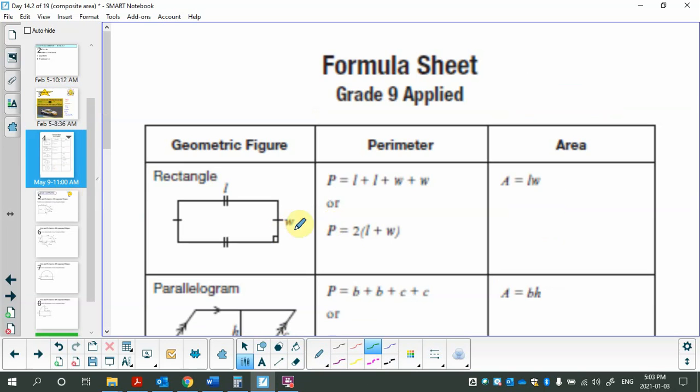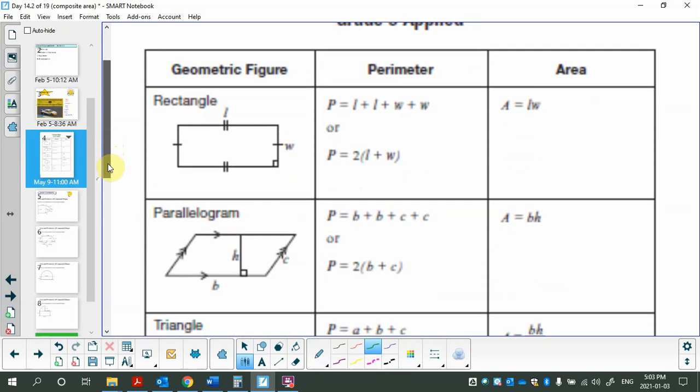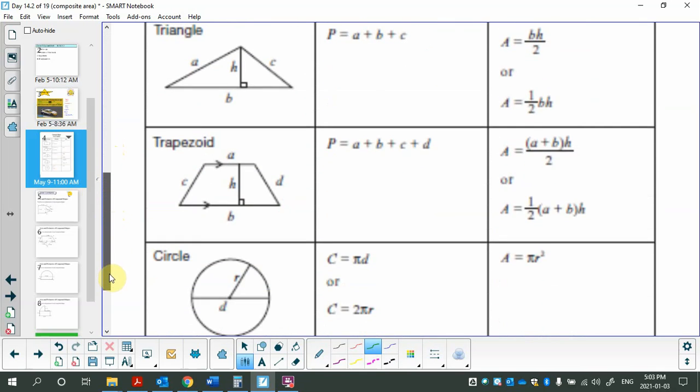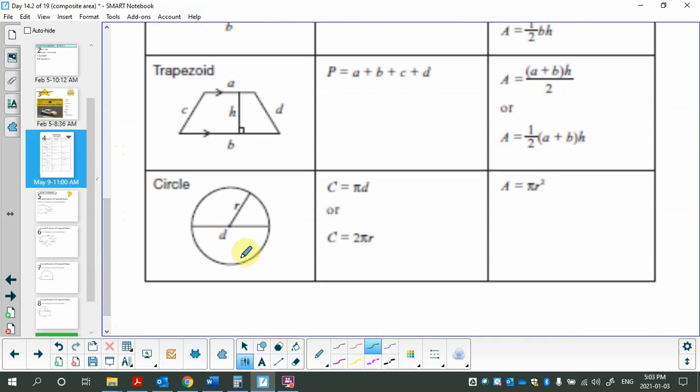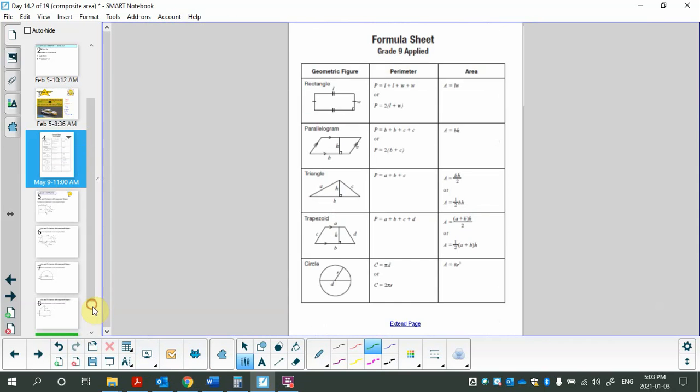And we need to refer to this sheet. This is the sheet that's in your yellow, a yellow sheet in plastic. I'm going to put it on big screen. We are going to be doing composite area, so we have to pay attention to the area column right here, and look at this column to figure out what our shape is. We do not need to worry about perimeter for this note. That will be the next one.